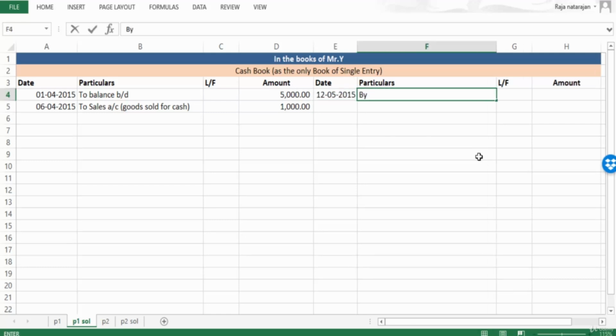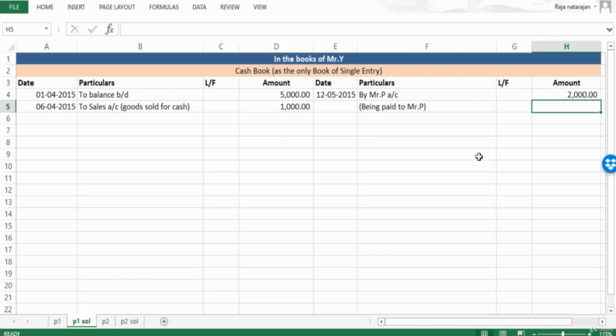Okay, we'll say by Mr. P account being paid to Mr. P. And what is the amount involved? It is 2,000. The discount received is not actually received in terms of cash. So that will be recognized as income. It goes to P&L and all, but in the name of discount received there is no cash movement, so that will not find place in cash book.